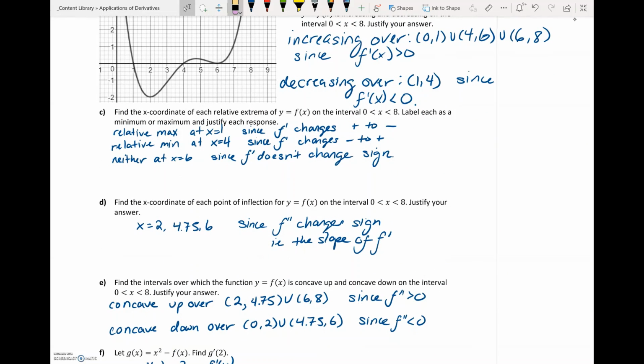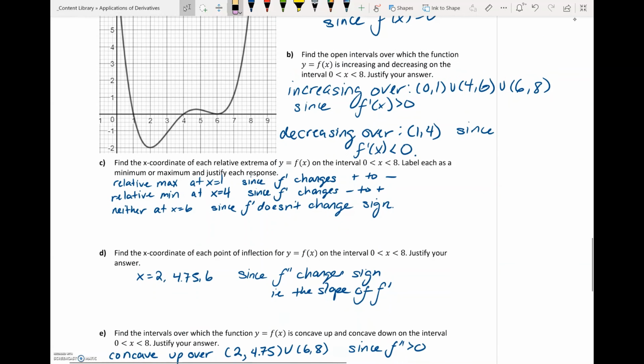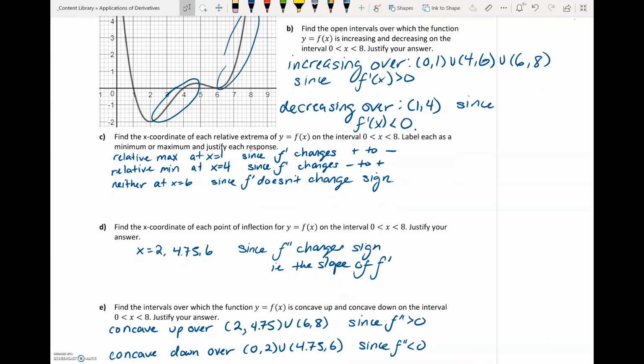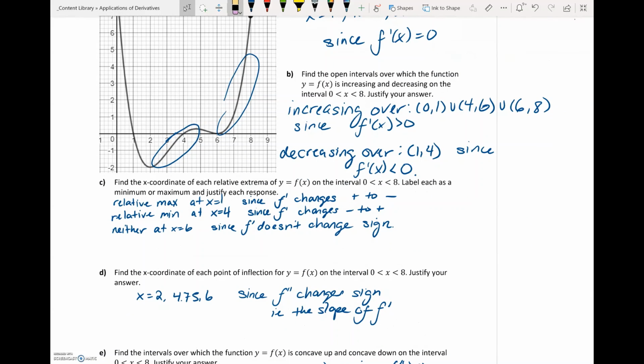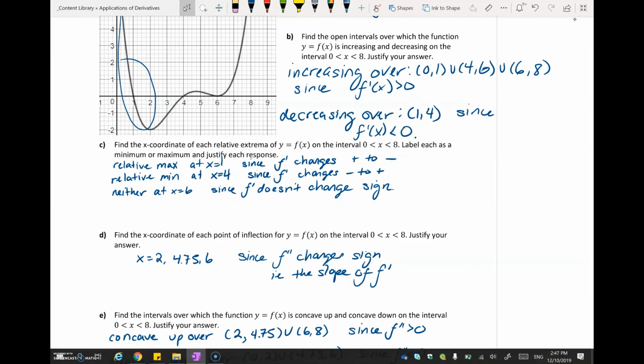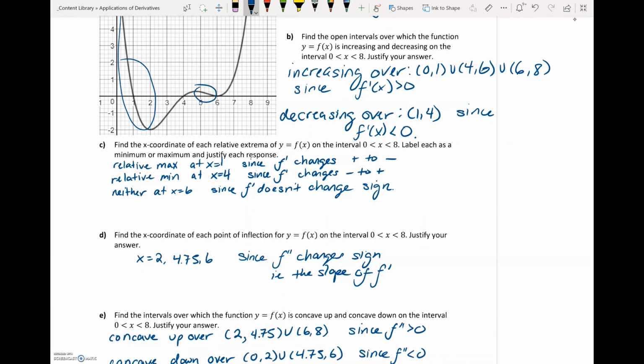If you want to find the intervals where f is concave up and concave down, we look at the slope of f prime and see whether it is positive or negative. So our slope is positive between 2 and 4.75, and it's also positive between 6 and 8. We have concave down whenever the slope of f prime is negative, and that is going to be from 0 to 2, and then also from 4.75 to 6, around here.